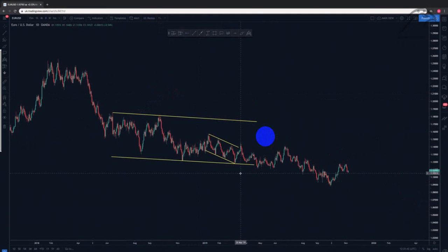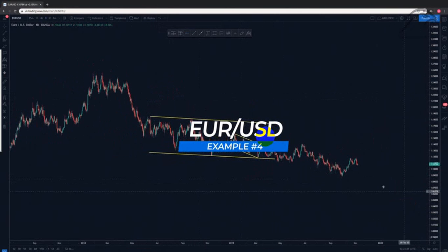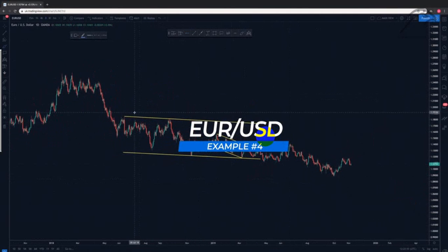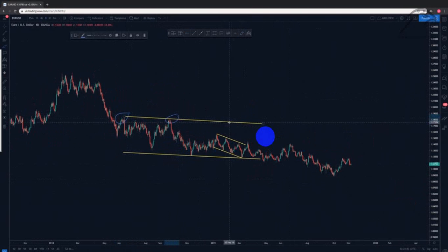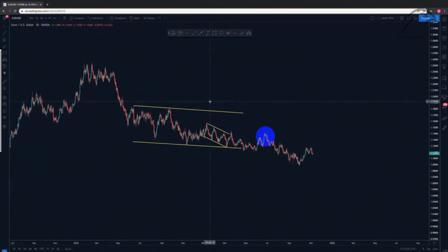So now moving on to another entry type, looking at another reduced risk entry. So here we have euro dollar on the daily chart, and we can see a couple of things here. So we have our oval, 1 touch, 2 touch, and then we have touch 1, touch 2. So we can see we have this parallel channel here. Now within it, we're looking for buying opportunities and selling opportunities because there are 2 ways to capitalize.